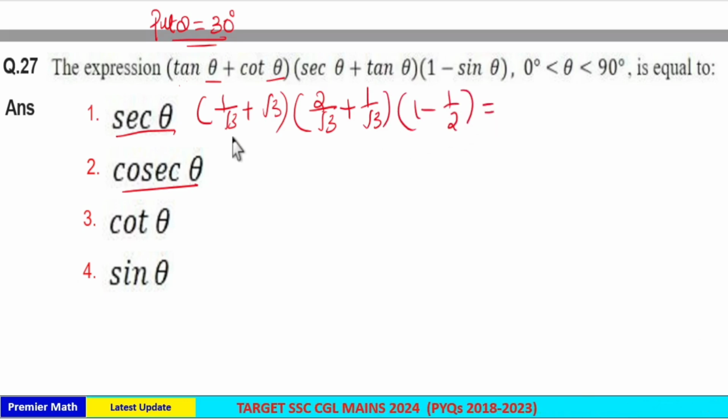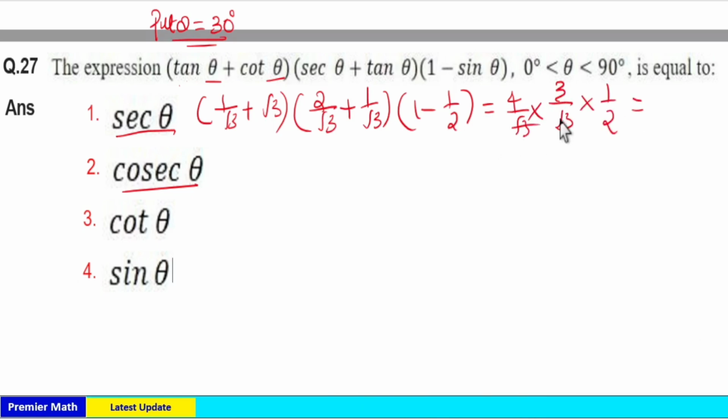Now this will become root 3 into root 3, 3. 3 plus 1 is 4. So 4 by root 3 into root 3 as the common denominator. Here 2 plus 1 is 3. Here 1 minus 1 by 2 is 2. Now root 3 into root 3, 3 cancel. 2 goes 2 times in 4. So this whole expression value is 2 when you put theta as 30 degrees.